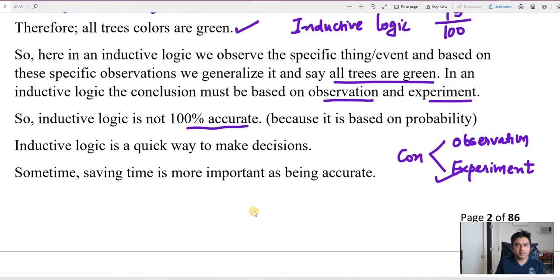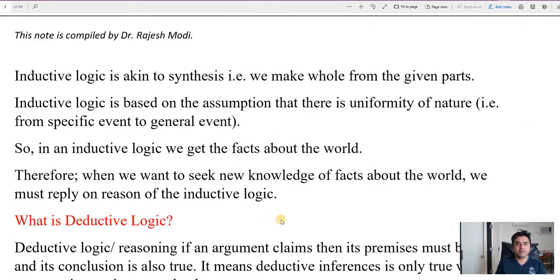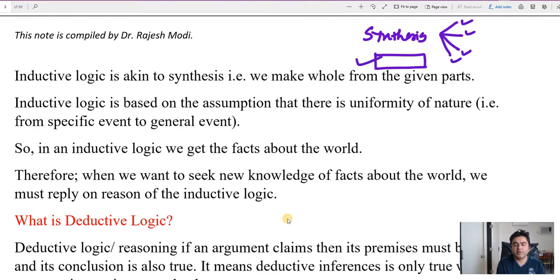Inductive logic is akin to synthesis. In synthesis you take ideas from different disciplines, and then you make a big argument, and that argument is valid from all these disciplines' points of view. Then you are using inductive logic. Remember, inductive logic is very, very important in education. If a teacher uses inductive logic in teaching students, it will develop their thinking ability much better.